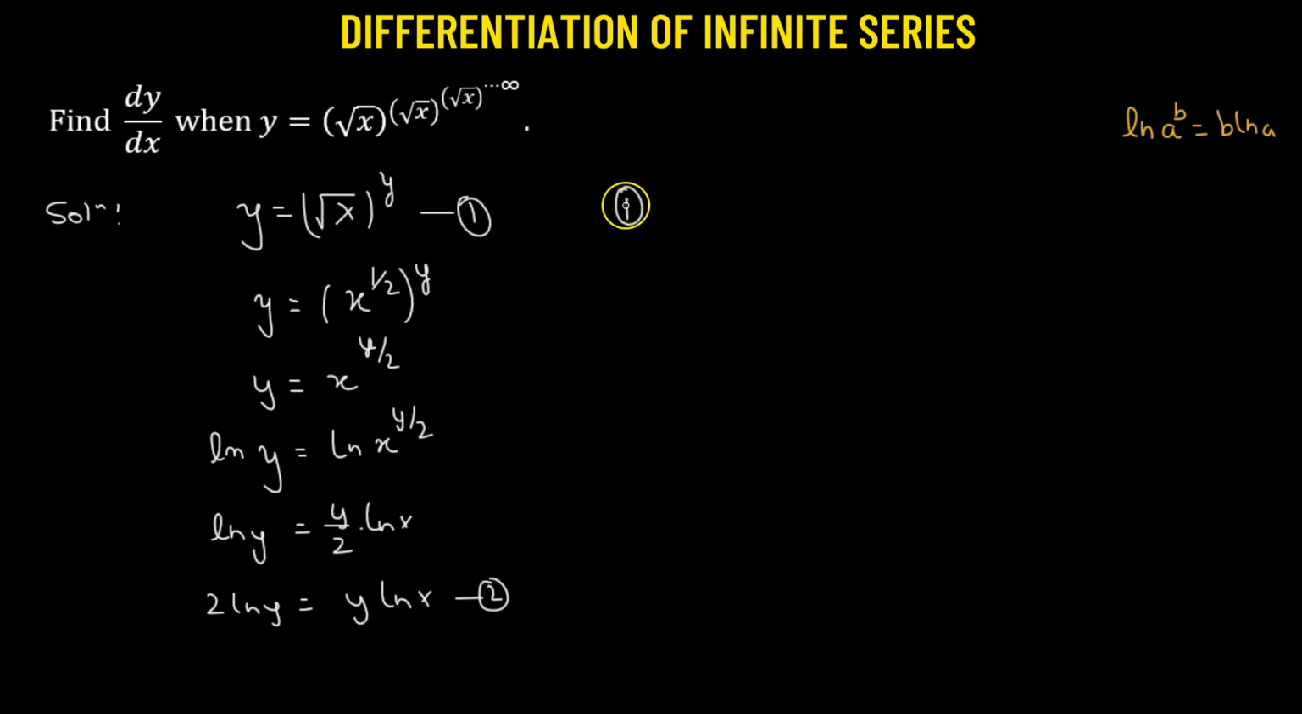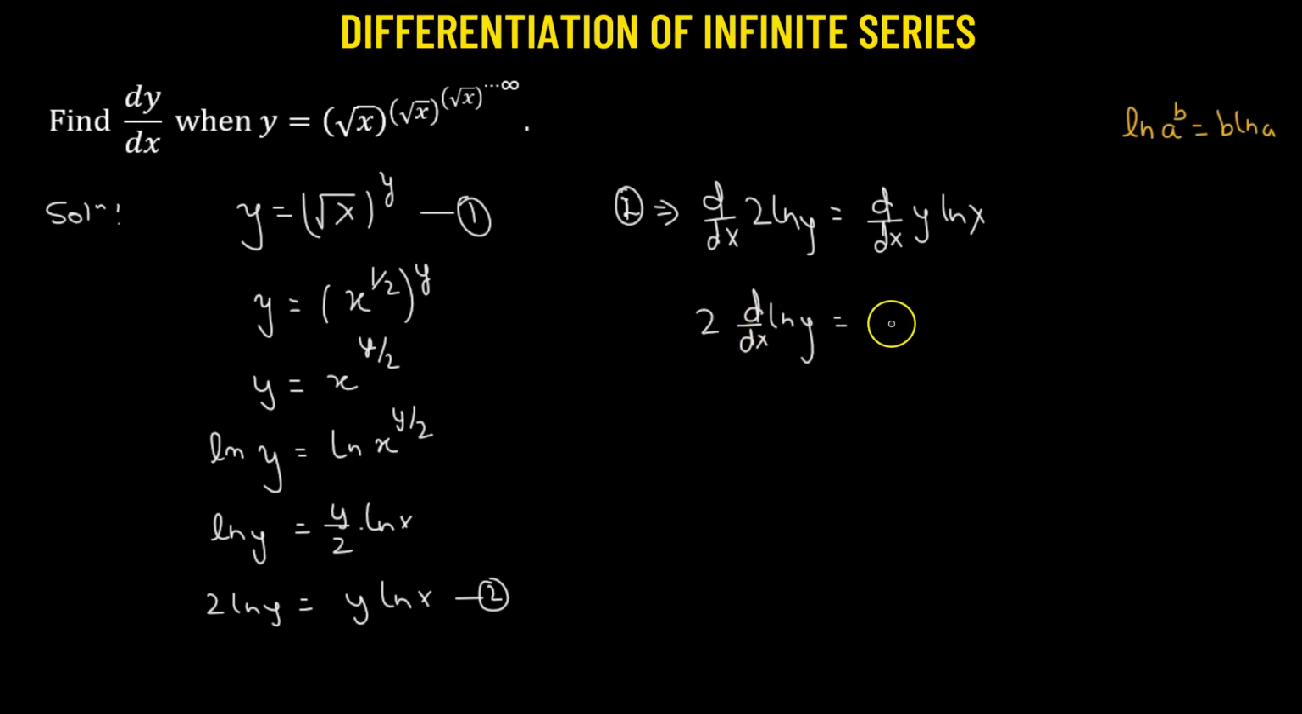So we'll begin with equation number 2, and we'll take the derivative on both sides with respect to x. So we have 2 times the derivative with respect to x of log of y, which will be equal to the derivative with respect to x of y log x. Here we can use the product rule. So we have y multiplied by the derivative with respect to x of log of x, plus log of x times the derivative of y with respect to x.